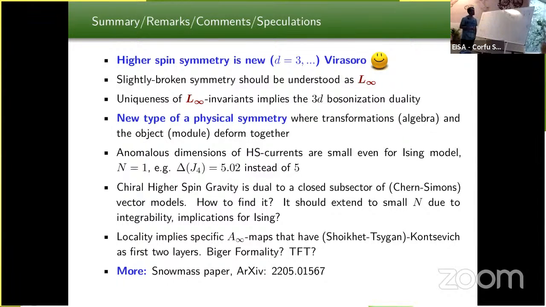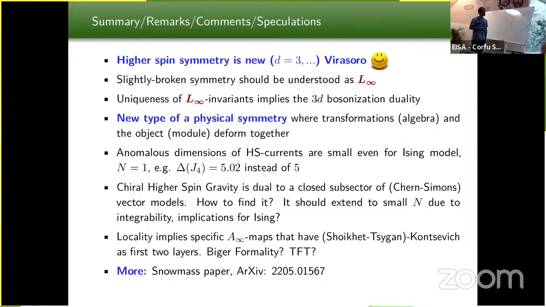What we did was in the large N limit. But if you look in the opposite limit, the very small N limit, N=1, which is the Ising model itself, then the dimension of the very first higher spin current is tiny. It's already like 2%, and dimensions decay as spin increases. So higher spin symmetry seems to be present even in this example, and it would be nice to explore that. Then the chiral higher spin gravity is dual to a closed subsector of Chern-Simons vector models, but nobody knows yet how to find it because the Lagrangian of Chern-Simons vector theories is not suitable for that.